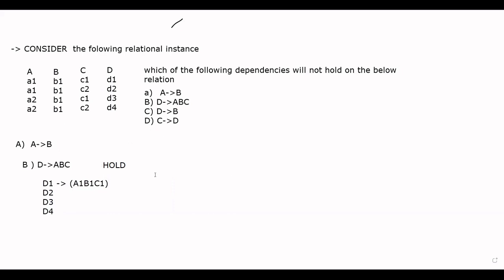Okay, now let us check for C. For C, they have given D to B. What is D? All separate. So this also holds, can I say? Yes. Now the D1. You have C tends to D. Let us check for this one, for C to D.